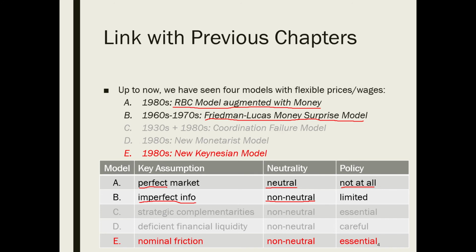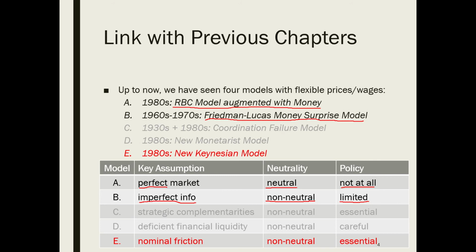So the policy implication of the Friedman-Lucas model is that money is not neutral and monetary policy can affect people's decisions. However, they do not encourage this because monetary policy can distort the market signal and confuse people.